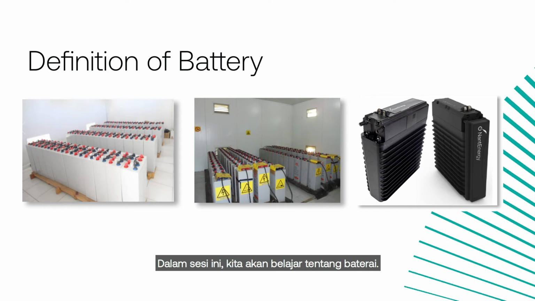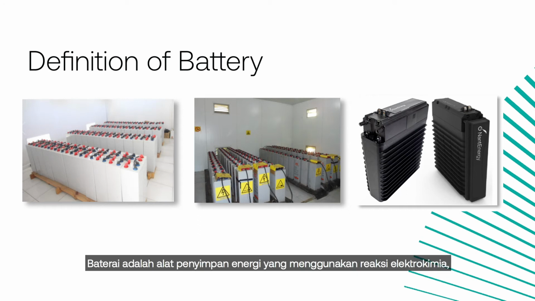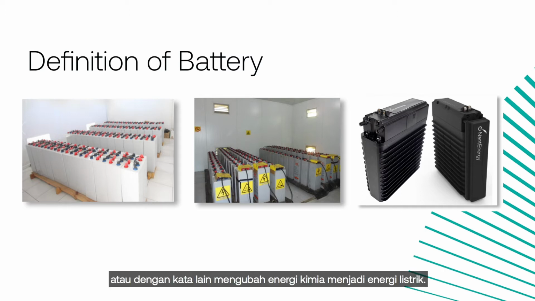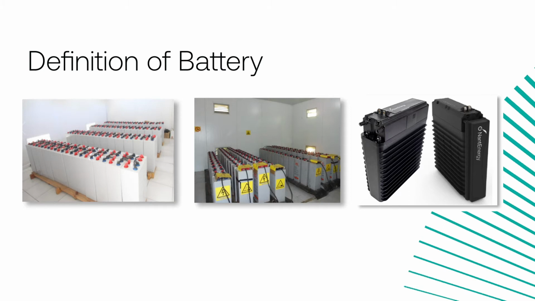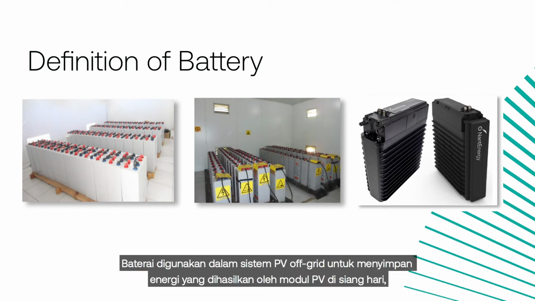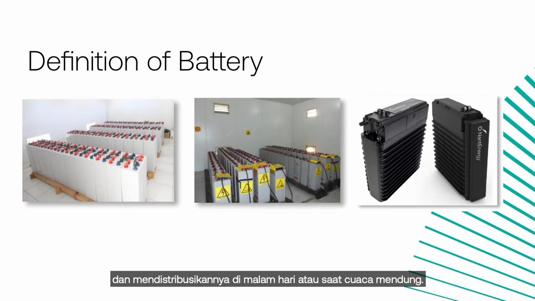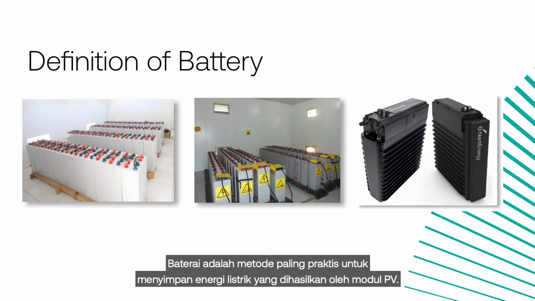In this session, we will learn about battery. Battery is an energy storage using electrochemical reaction, or in other words, converting chemical energy into electrical energy. It is used in off-grid PV system to store energy that is generated by PV module in daytime and distributed in nighttime or during cloudy weather. Battery is the most practical method to store electrical energy generated by PV module.